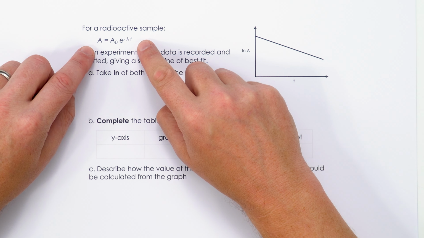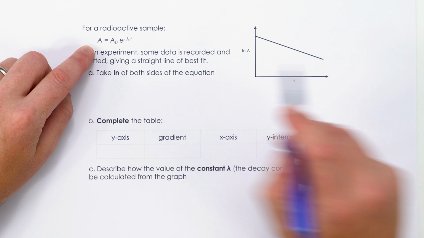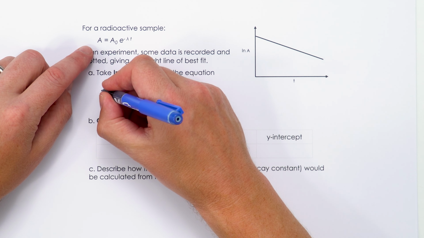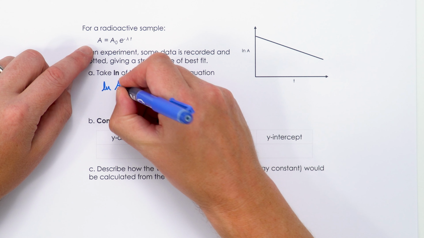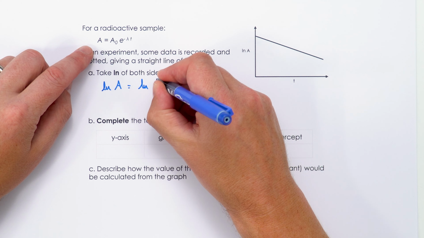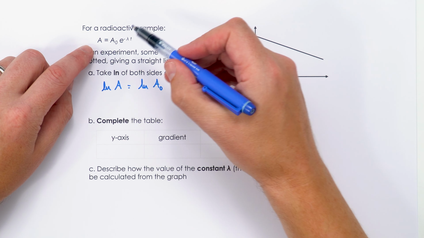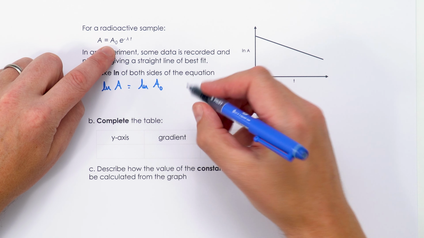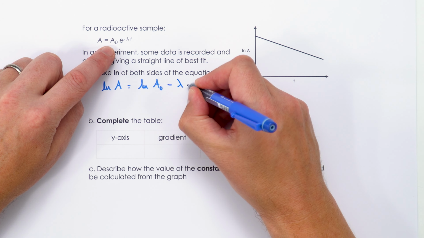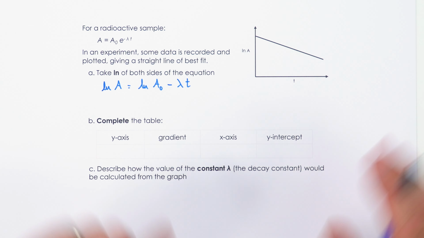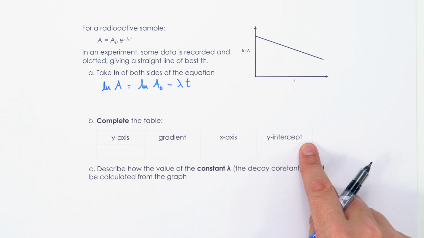In this worked example on natural logs, the first equation might look really familiar to you. This is what we saw in that first worked example, and if we're going to take the natural log of both sides, we can say that the natural log of A is equal to the natural log of A naught, and then we take the natural log of e to the minus lambda t, which is just minus lambda t.